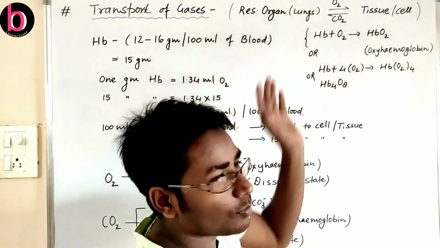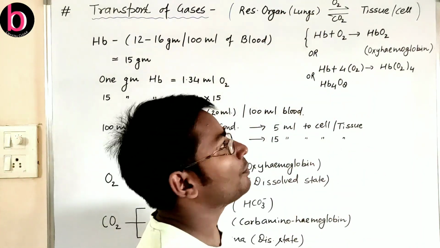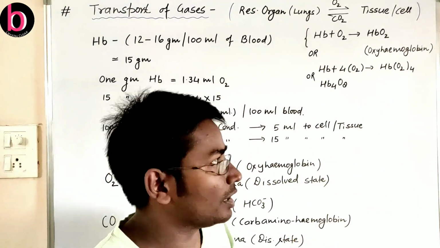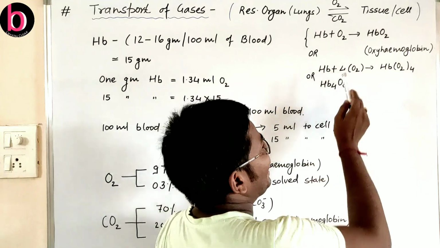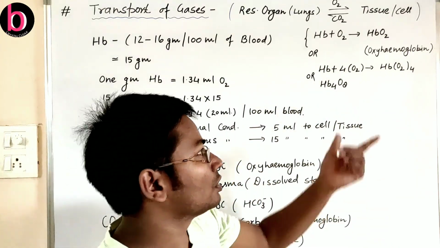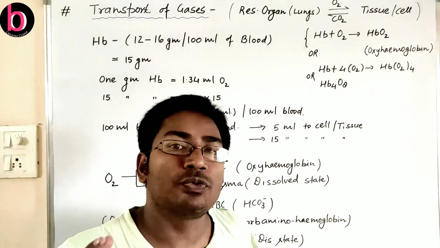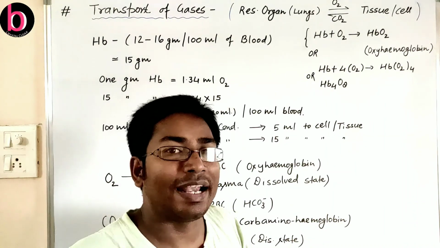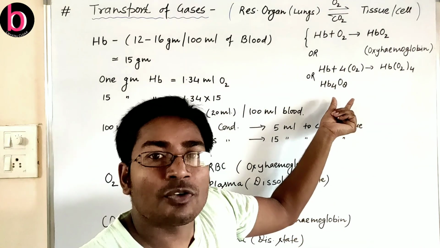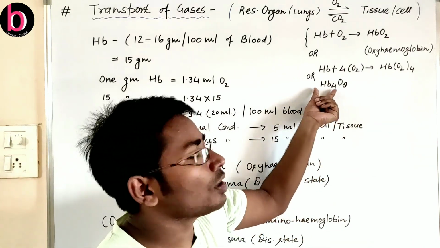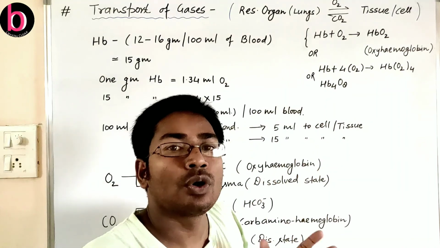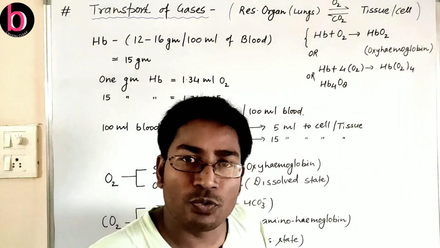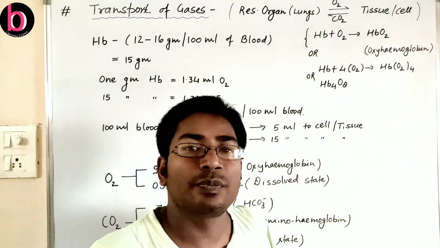Now here this is hemoglobin. This hemoglobin binds with oxygen to form HbO2, that is oxyhemoglobin, or this can also be written like Hb plus 4O2. That's why HbO2 4. We discussed 4 molecules of oxygen are capable of binding with hemoglobin. Because of 4 iron atoms, this is also considered as Hb4O8. So Hb4O8 or HbO2 or simply HbO2.